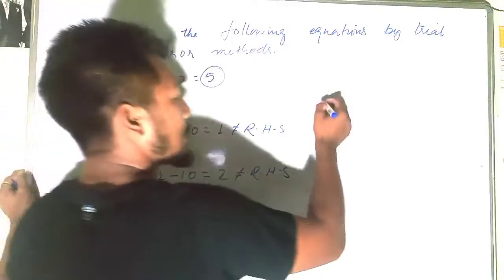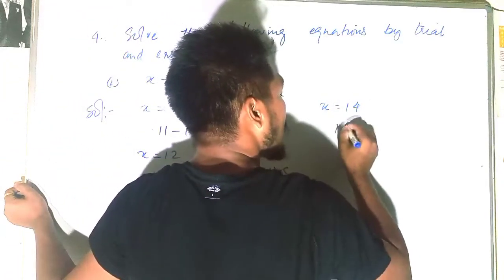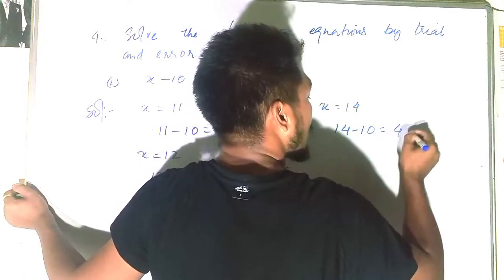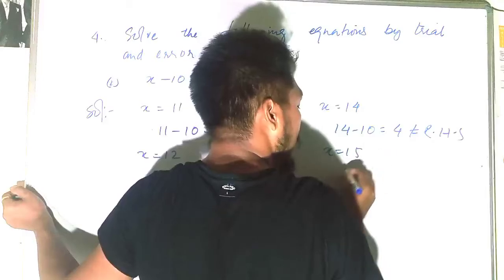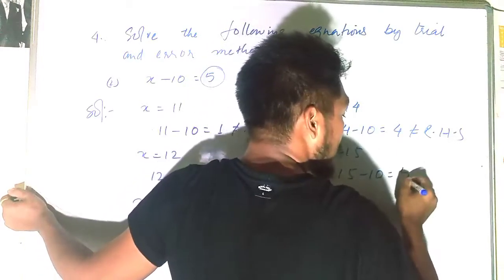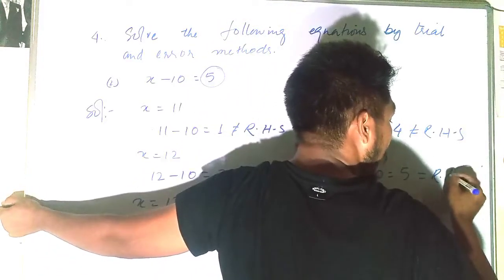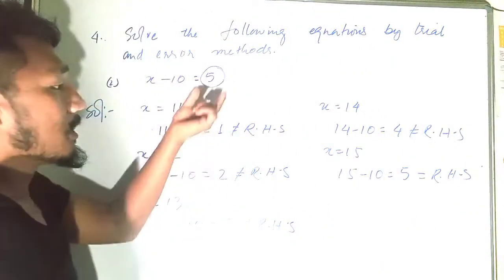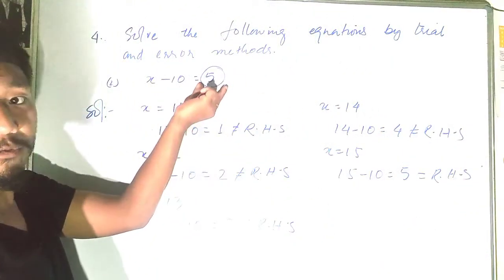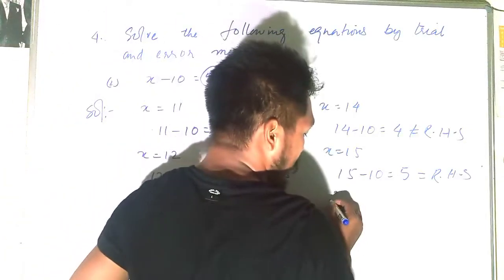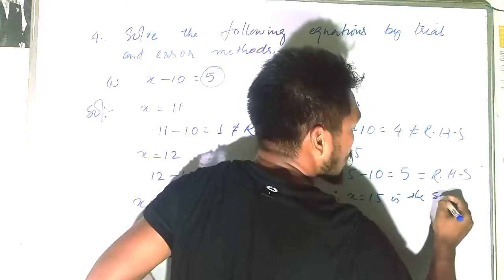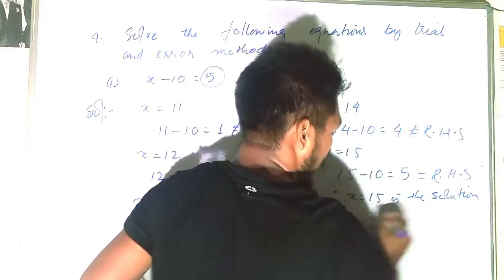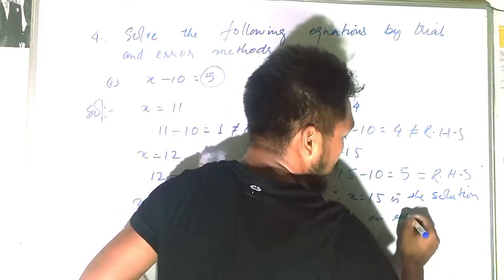Right? Then again we will put x is equal to 14. 14 minus 10 is equal to 4. That is also not equal to the right hand side. Then x is equal to 15. 15 minus 10 is equal to 5. That is equal to the right hand side. Am I right? 15 minus 10 is equal to 5, and our right hand side is also 5. That means, therefore, x is equal to 15 is the solution of the equation.